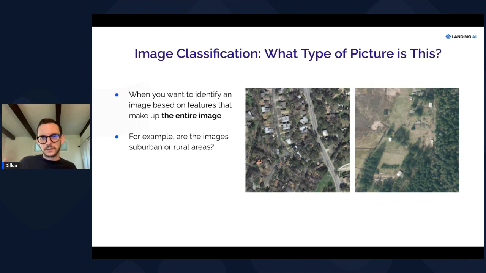So image classification. This is kind of the most basic project type. This is really when you want to identify image-based features that make up the entire image. So for the example on the right, maybe I want to identify suburban versus rural. And the features that constitute whether this image is of a suburban neighborhood or a rural neighborhood are very global, right? So I'm looking at big farmlands or lots of trees, minimal houses, or I'm looking at roads and many houses nearby those roads. So it's not a very local feature, it's a global feature that covers the entire image.